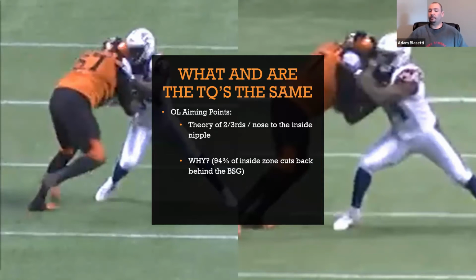Now, I touched on this before, but blocking the inside 2/3 is really because 94 to 96% of inside zone, and that encompasses tight and mid zone, cuts back behind the backside guard. So it's really a backside B gap entry play. That's why when they first started introducing the concept, they called it rollback zone, because it rolled back behind the backside guard.